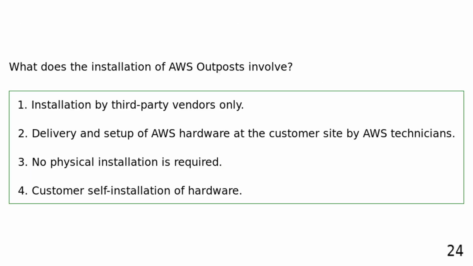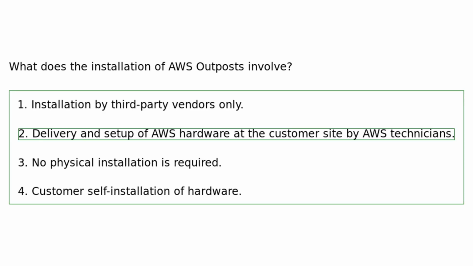What does the installation of AWS Outposts involve? Installation by third-party vendors only. Delivery and setup of AWS hardware at the customer site by AWS technicians. No physical installation is required. Customer self-installation of hardware. The installation of AWS Outposts involves AWS technicians delivering and setting up AWS hardware at the customer's on-premises location.